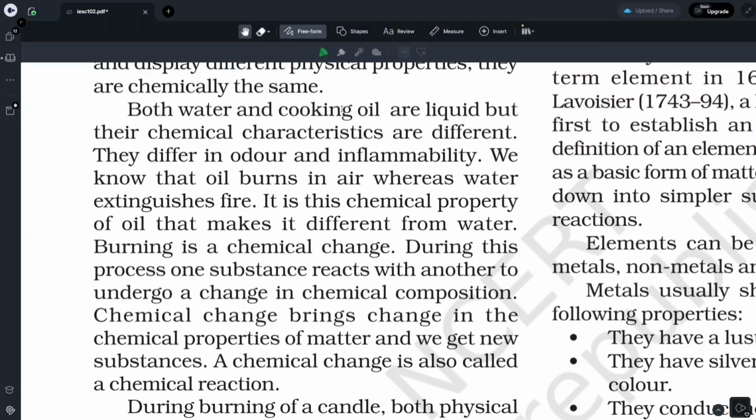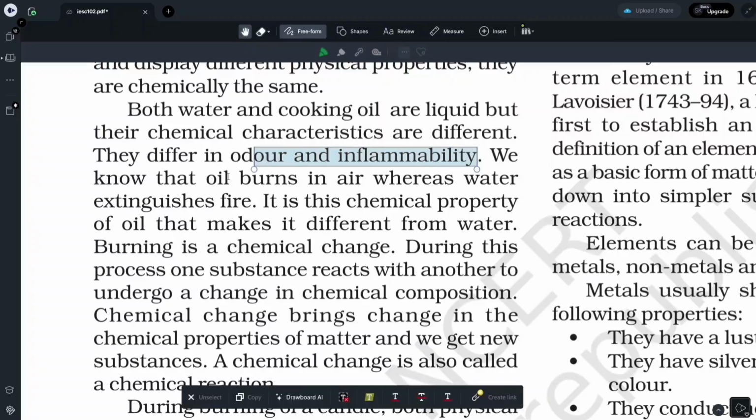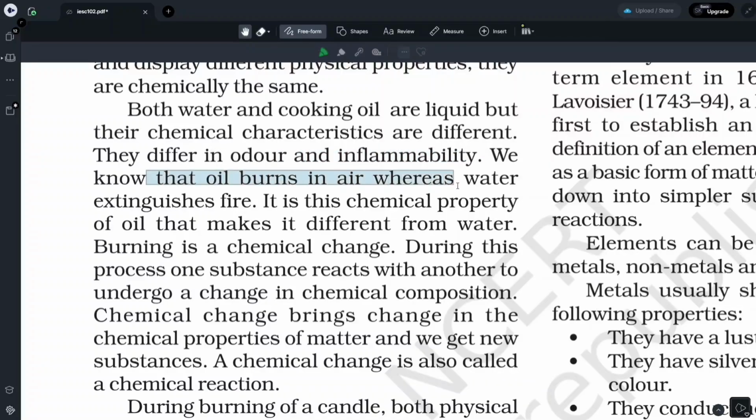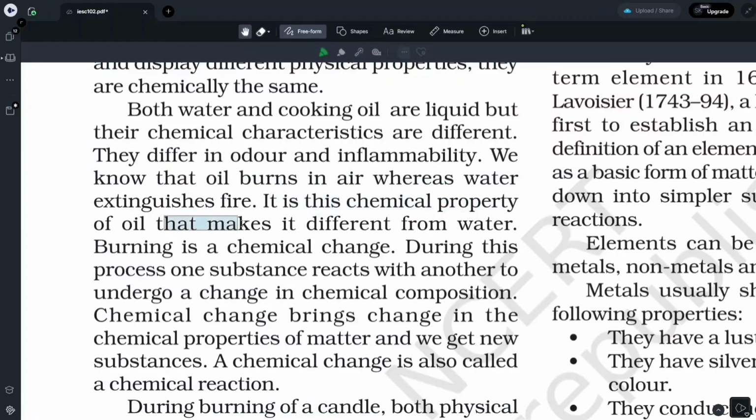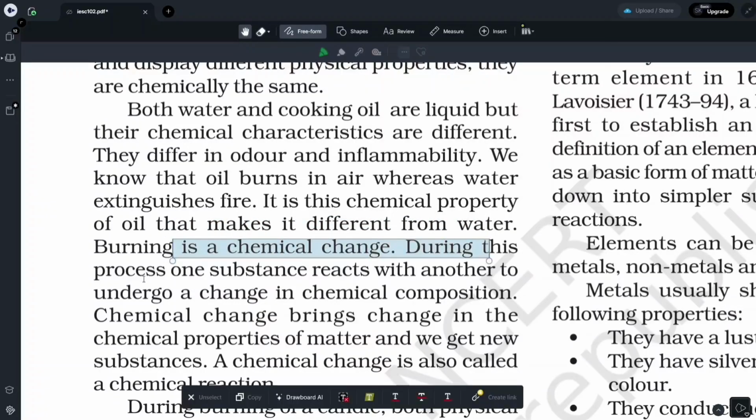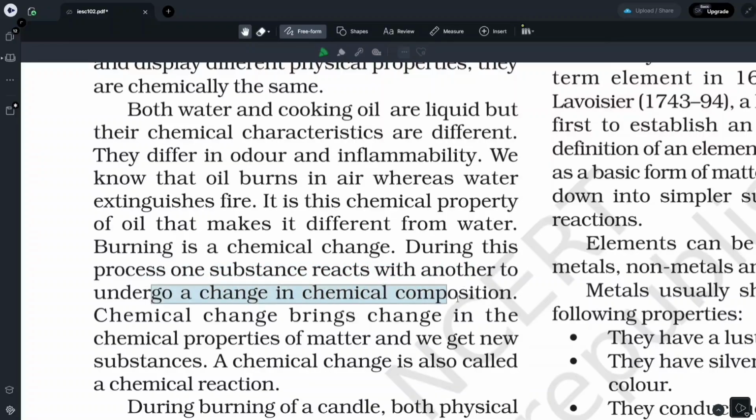Both water and cooking oil are liquids, but their chemical characteristics are different. They differ in odor and inflammability. We know that oil burns in air whereas water extinguishes fire. It is the chemical property of oil that makes it different from water. Burning is a chemical change. During this process, one substance reacts with another to undergo a change in chemical composition. A chemical change brings a change in the chemical properties of matter and we get new substances. A chemical change is also called a chemical reaction.